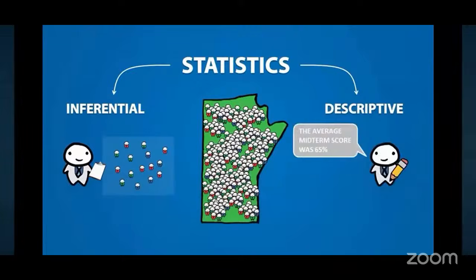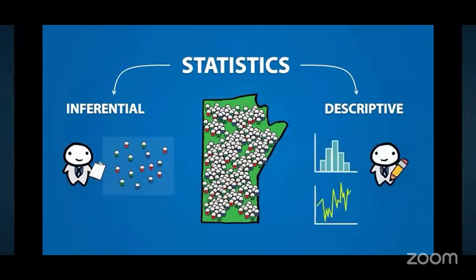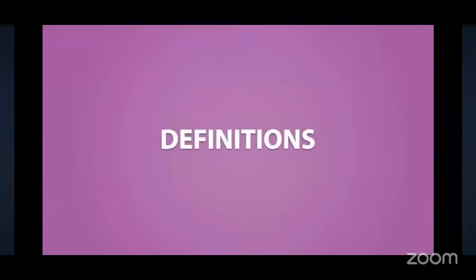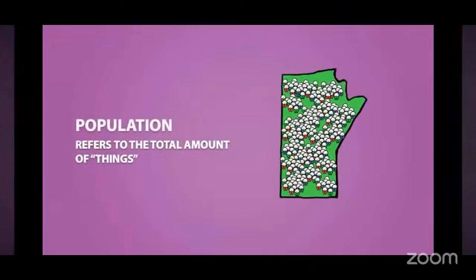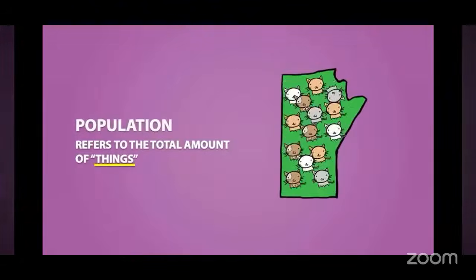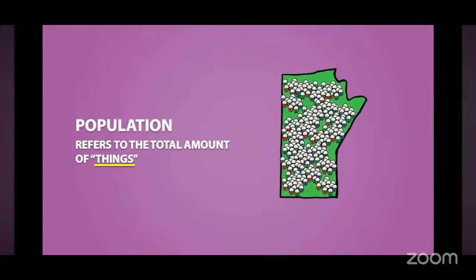We often use things like histograms and graphs to help us summarize and explain descriptive statistics. The first part of the course deals with descriptive statistics, and the second part of the course deals with inferential statistics. In order to understand statistics, you'll first have to know some basic definitions. A population refers to the total amount of things. I say things because a population can refer to almost anything. This can refer to the total amount of people, cats, vehicles, houses, and so on.